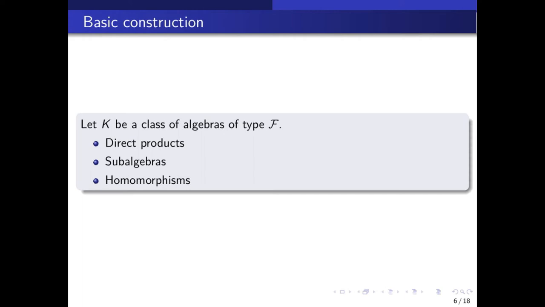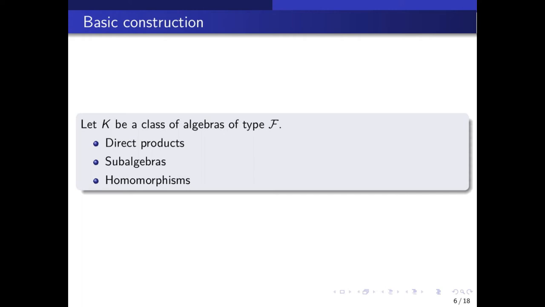Okay, we have an algebra now, and maybe more of them, and they have these operations of some type, and we want to find some more algebras like that. How do we do that? We do that by constructing them using direct products, subalgebras, and homomorphisms. What are those? Well, let's start with direct product.